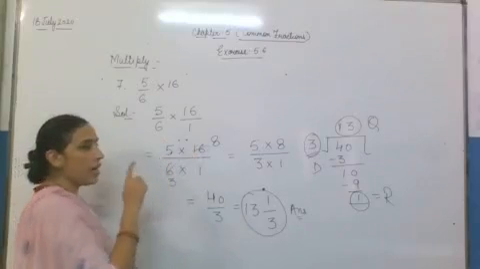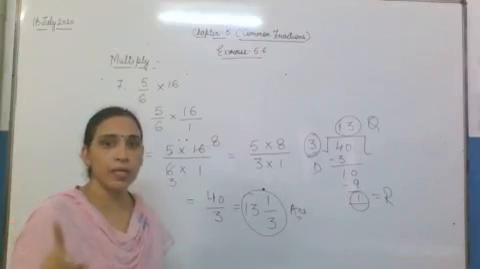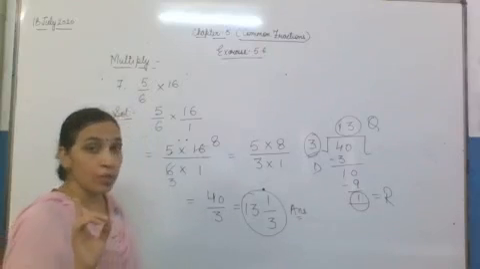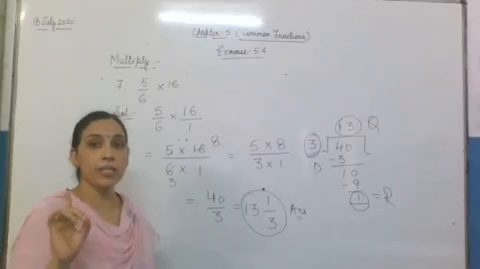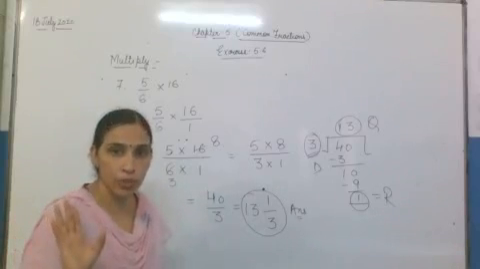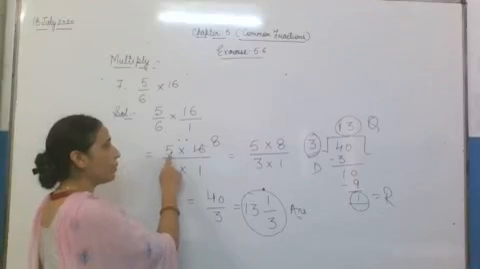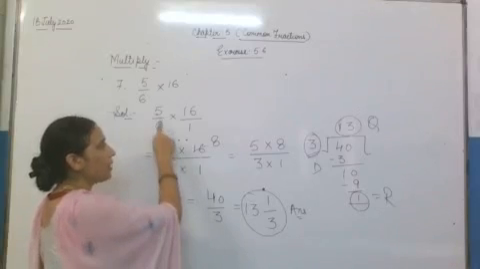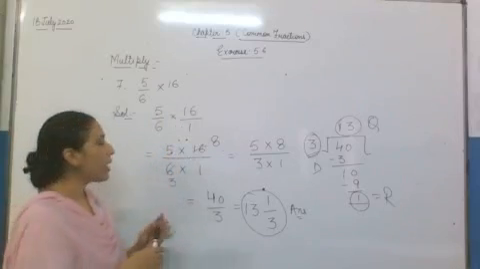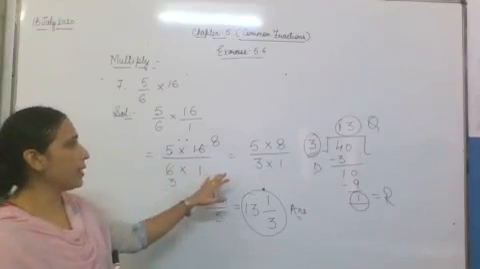After that, I will multiply numerator by numerator and denominator by denominator. So you have to remember all these steps carefully, and then you can easily do all the questions from the exercise. But then what will you do? You will multiply the numerator by the numerator. 5 is going to multiply by 16 and 6 is going to multiply by 1. So what will you get?